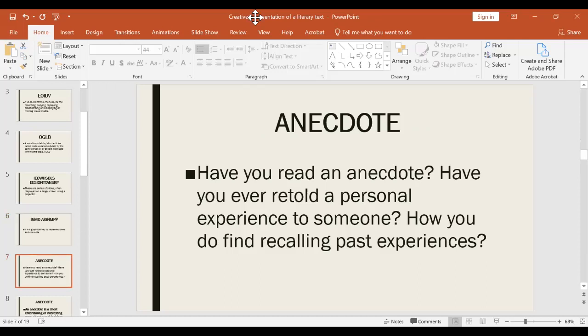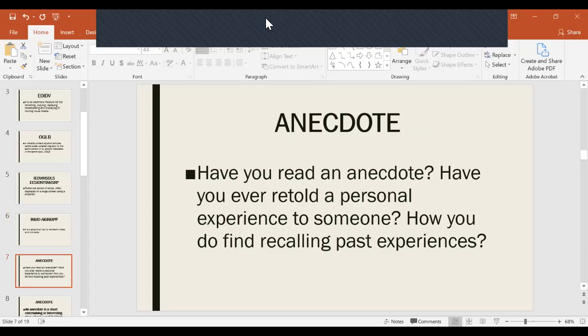Alam niyo ba kung anong ibig sabihin ng anecdote? Or any idea about it? Anyone from the group? May idea ba kayo? Kung nandyan kayo, pagalawin niyo yung baso. Wala.